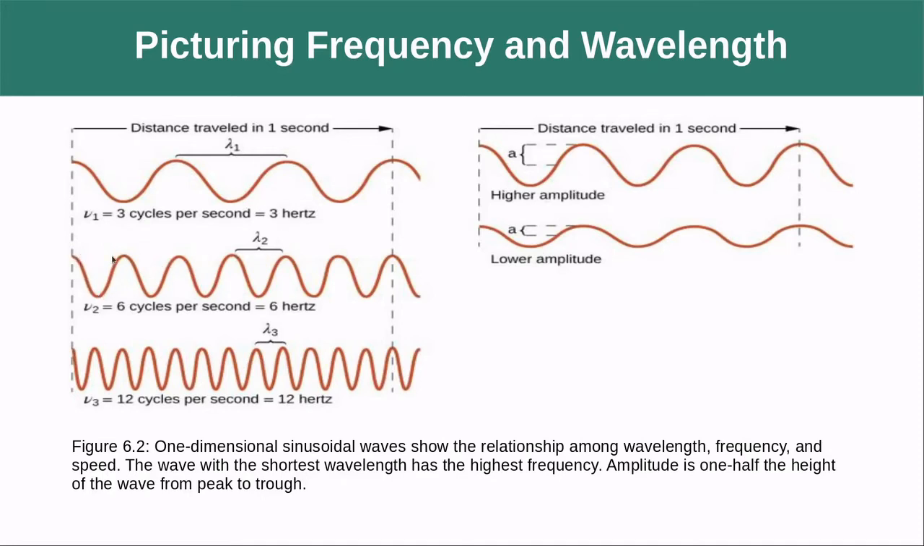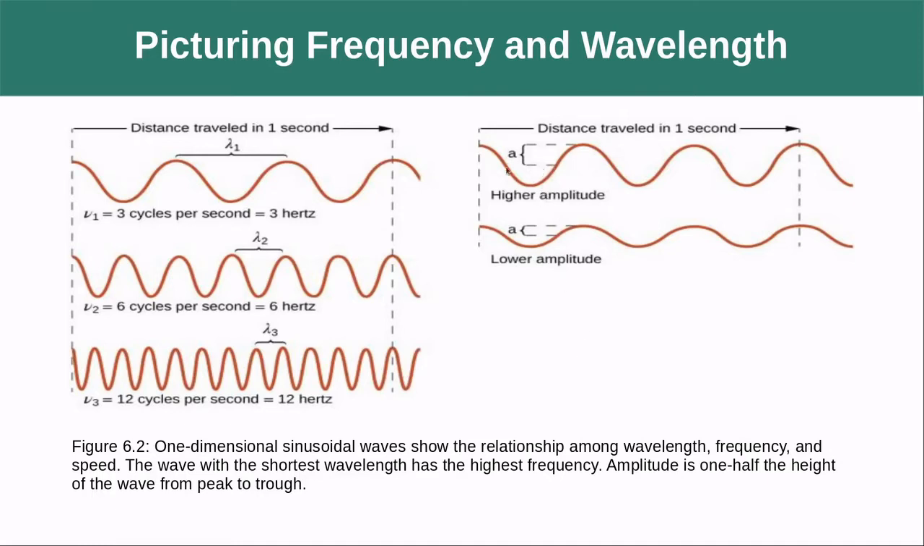Here we are traveling 1, 2, 3, 4, 5, 6 wavelengths across in 1 second, and we now get 6 cycles per second, or 6 hertz. And you can see that as the frequency went up from 3 to 6, the wavelength went down. This wavelength would actually be half of what this wavelength, lambda 1, would be. And again here we can see that after 12 cycles the wavelength is even smaller, and we're getting through more and more of them in that 1 second time frame.